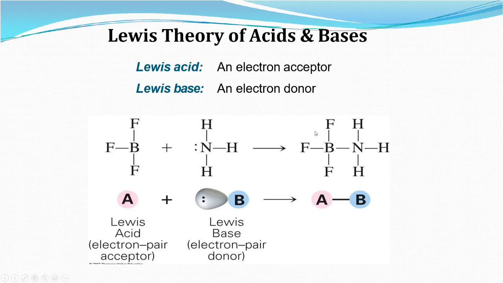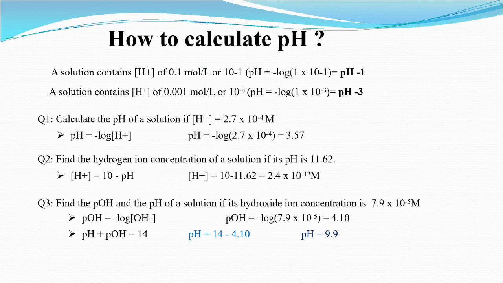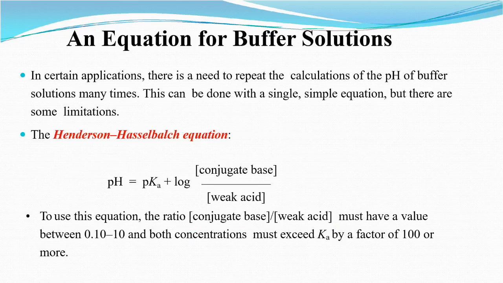The pH can be calculated easily. pH is equal to the negative logarithm of the hydrogen ion concentration. Here is the pH variation. I'm not going into detail about this. And then here is the buffer equation. The Henderson-Hasselbalch equation is pH equal to pKa plus log of conjugate base concentration divided by weak acid concentration. A weak acid and its conjugate base can be used as a buffer solution.